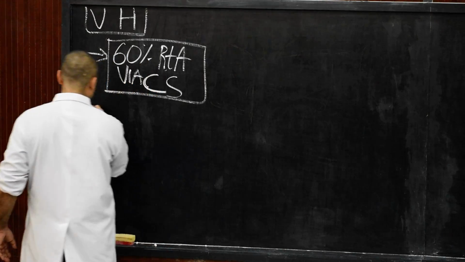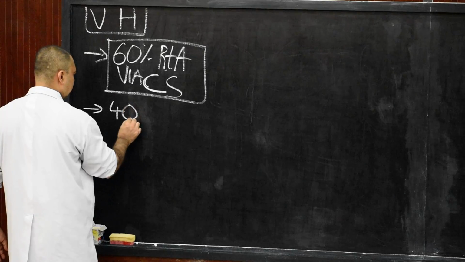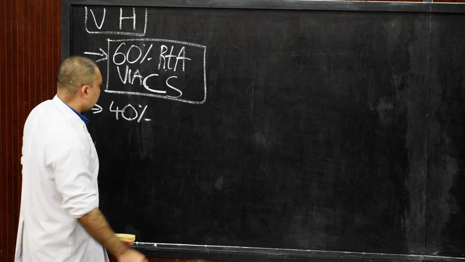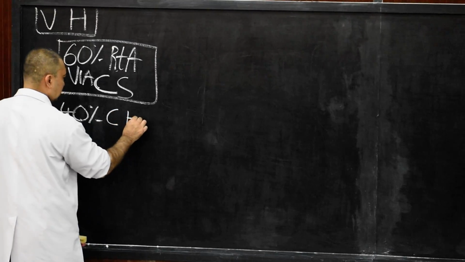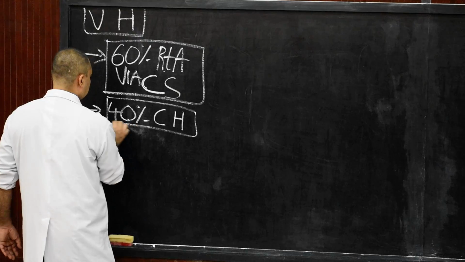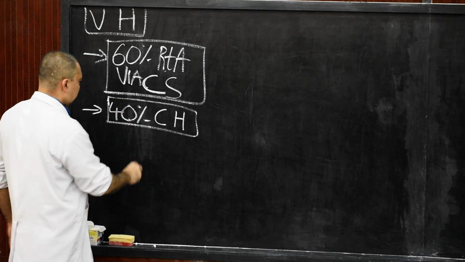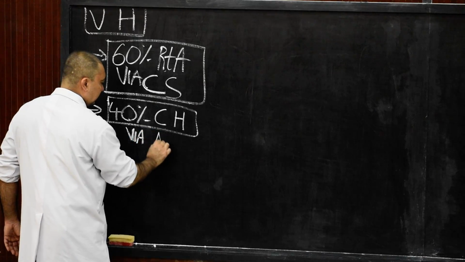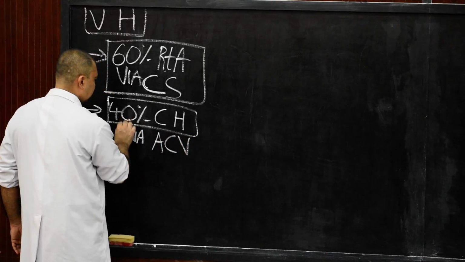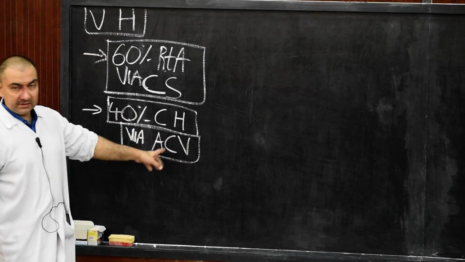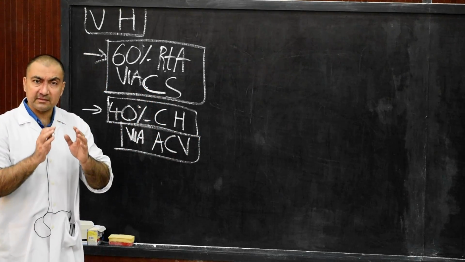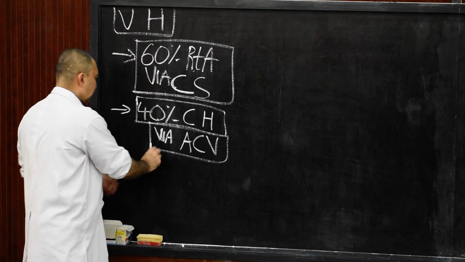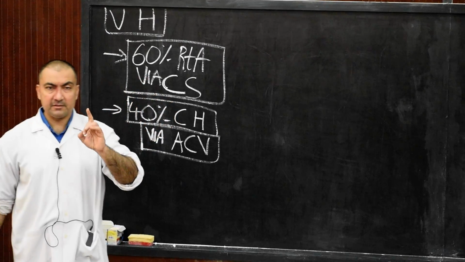And the remaining 40% of the venous blood of the heart will drain into the various chambers of the heart. And that will be via the anterior cardiac veins. So the remaining 40% will drain via anterior cardiac veins into the various other chambers of the heart. This is the formula which you need to remember. This is the introduction of the venous drainage of the heart.